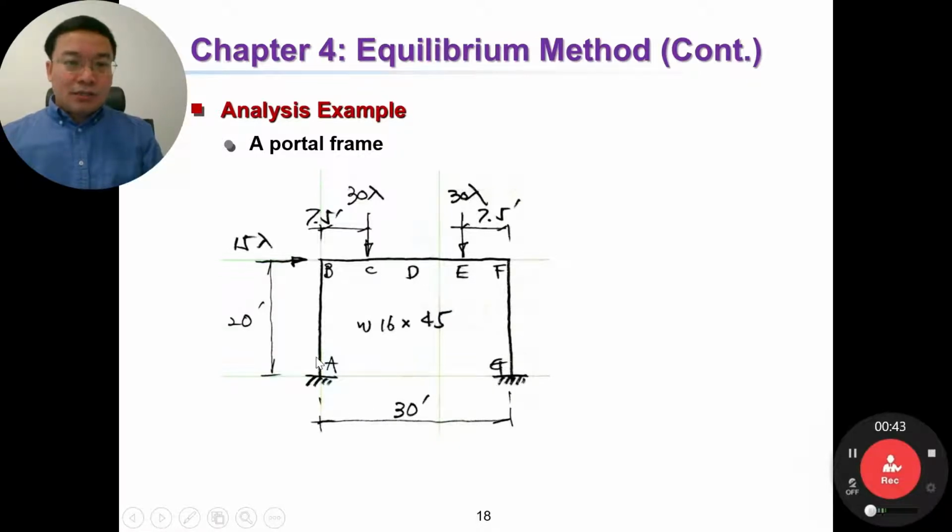Okay, so the dimensions are here, the dimension of the column and the dimension of the beam. The load condition is here. We have loads at points C and E. The middle of the beam is D. This frame has the same section throughout, a web section.